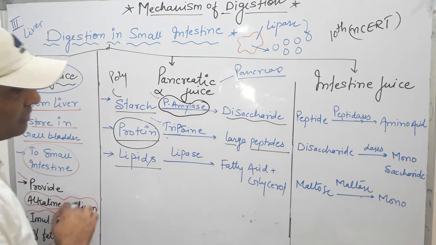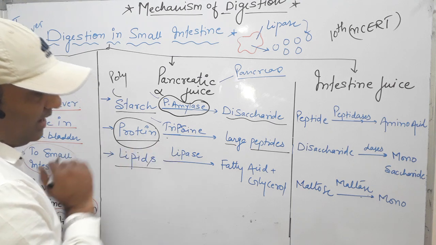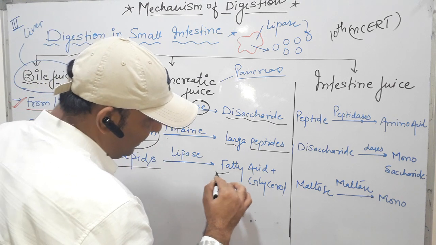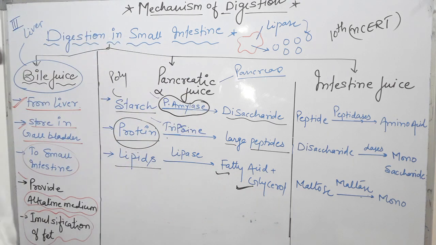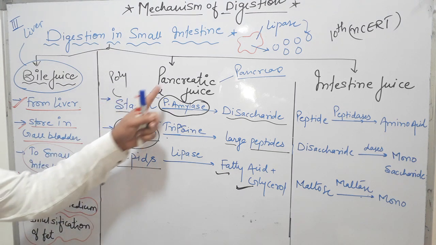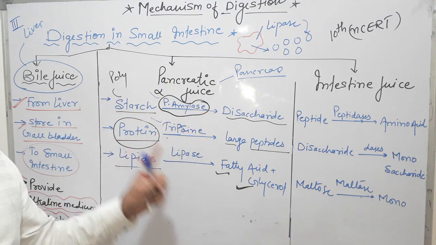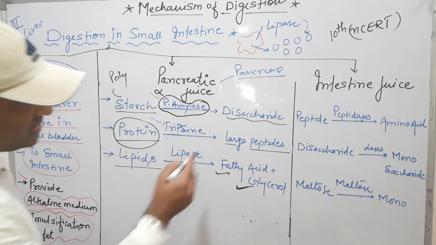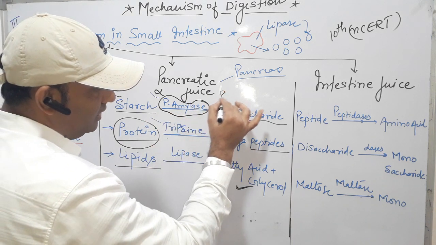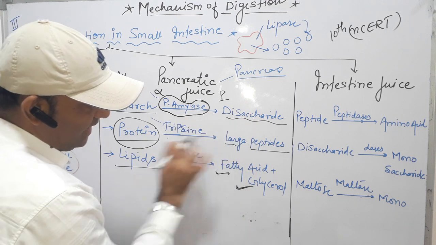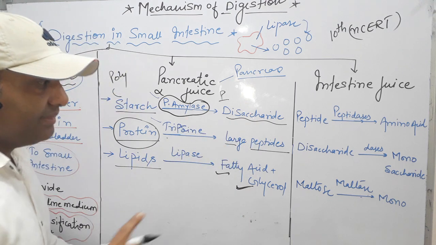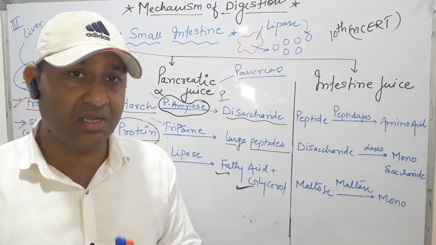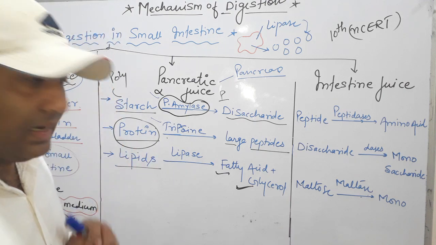Third, lipid. Emulsified lipid is acted on by lipase and converted into fatty acid and glycerol. Clear? So it is a digestion by the pancreatic juice in the small intestine. Now, after the digestion, these are the products. Clear? Here: the disaccharide, large peptides, fatty acid, and peptones in the stomach, and maltase in the buccal cavity.